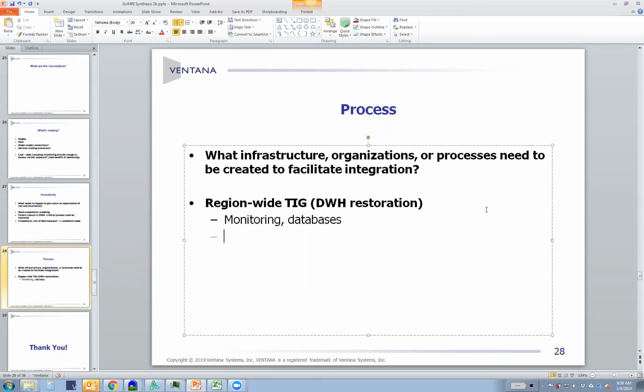Okay. What about GRIIDC, where we have all the data that was collected throughout GoMRI? Yeah, GRIIDC. I was saying earlier too, that will facilitate integration, because you'll see everything that is available as far as data and models and so on and so forth.